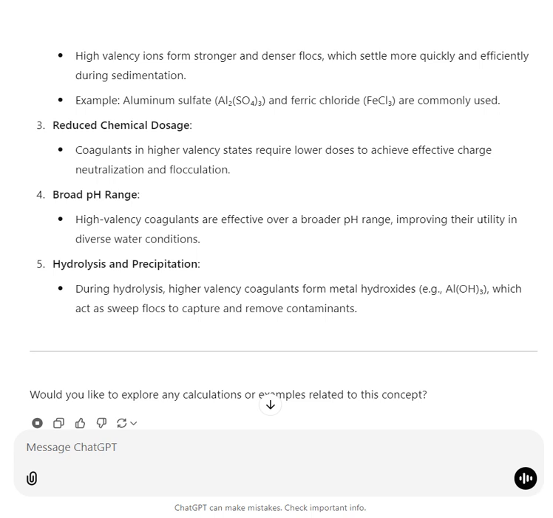4. Broad pH range. High valency coagulants are effective over a broader pH range, improving their utility in diverse water conditions. 5. Hydrolysis and precipitation. During hydrolysis, higher valency coagulants form metal hydroxides, e.g., Al(OH)3, which act as sweep flocs to capture and remove contaminants.